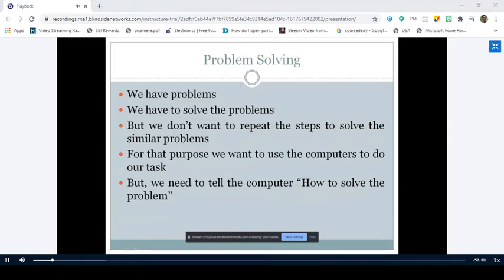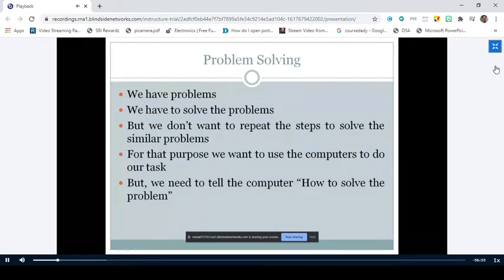So we have problems and we have to solve those problems, and as human psychology, a person is not interested to repeat a set of steps, right? If you have a solution for it, and if I ask you to repeat the same steps for another problem, then you feel some discomfort, and we are not interested to solve those types of problems. So whenever you have to repeat some set of steps and solve similar problems, we'll take the help of computers, right? That is what is explained in this particular slide. People are not interested in repeating the steps to solve similar problems, so for that purpose we want to use computers to do our task.